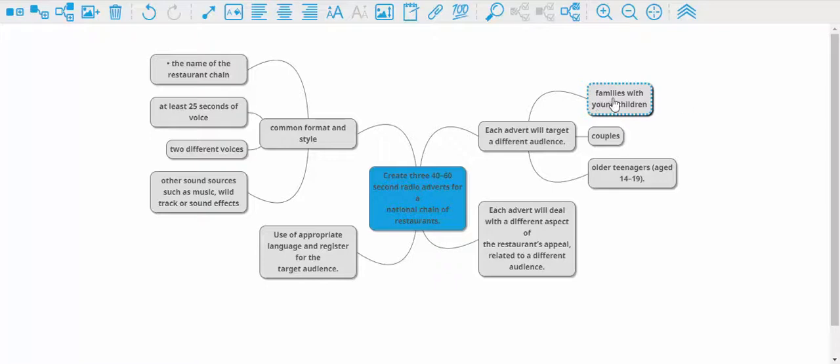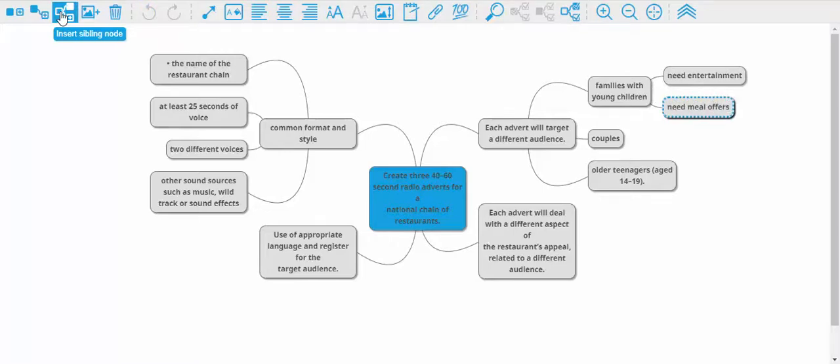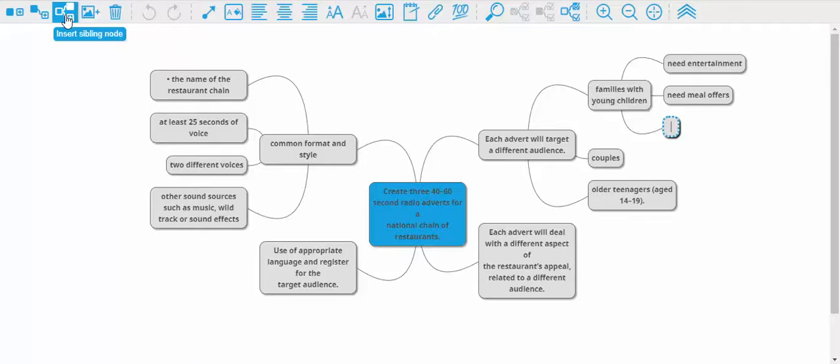So, families with young children, for me, I think they need entertainment. Now remember, we're talking about what they need from the restaurant, not what they need from a media product. Okay, so they need entertainment because they get bored. They probably need meal offers, because they don't want to spend too much money. So they're looking to save a bit of money, but get probably decent meals for it. They're probably looking for healthy options.